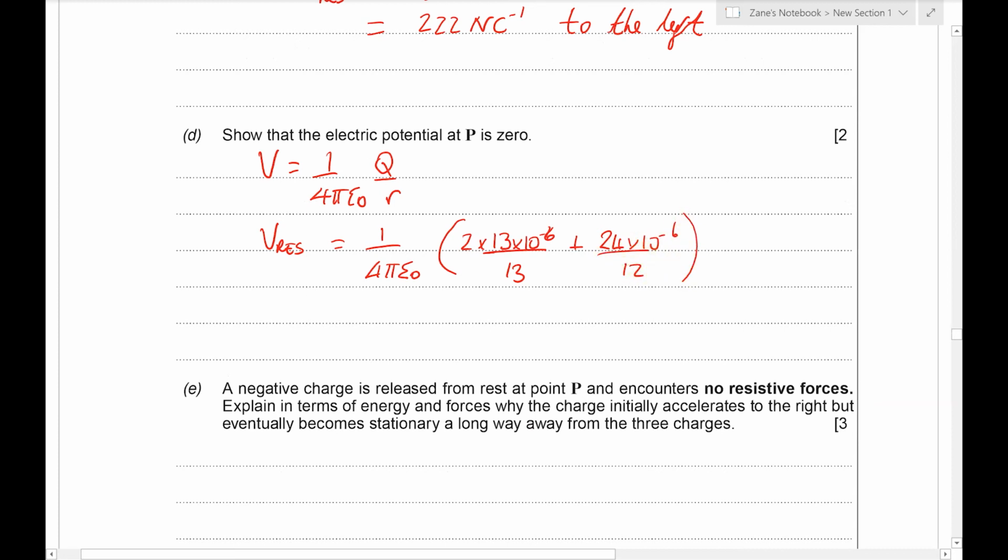Now one thing, we should make sure that we have a minus sign here, because that 24 microcoulomb charge was negative, and when we're working with potentials, signs are important. Now you might notice here that the 13 and the 13 will cancel to give 2 times 10 to the minus 6, and the 24 and the 12 will also give a 2 times 10 to the minus 6. So we have basically 1 over 4 pi epsilon naught times 0. In other words, the bracket is equal to 0. So it's important that we remember the minus sign for the 24 microcoulomb charge.